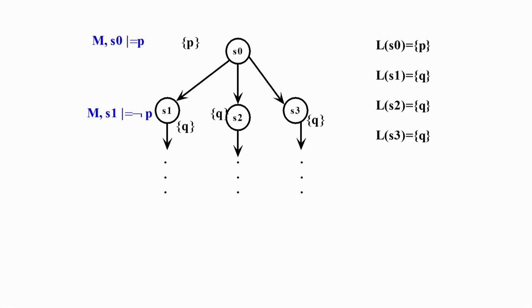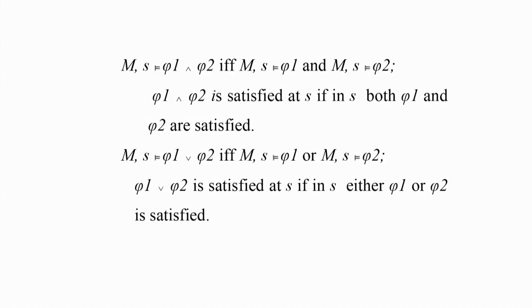These are small examples I am giving. These are the labeling functions L(s0), L(s1), L(s2), L(s3). So, M, s0 models p, but M, s1 does not model p, because it is not labeled with p.